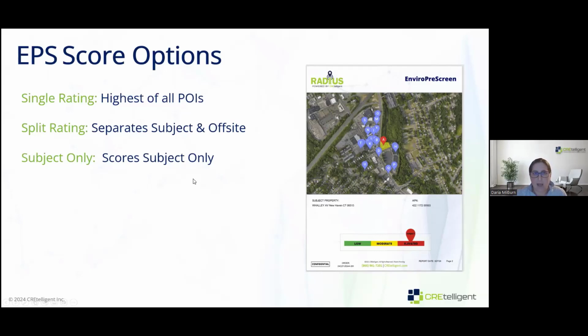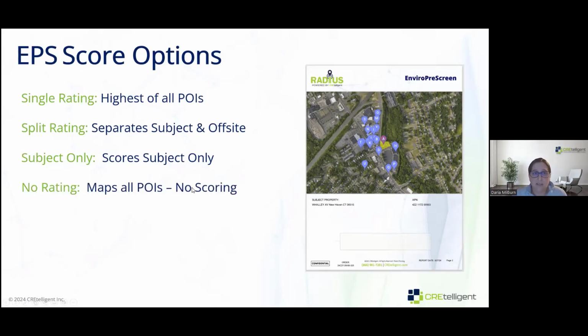Some of our lenders, some of our clients, have very well-trained staff, and so they do that data interpretation on their own. And then we have some clients that don't want any scoring at all. So we have an option to have no scoring. You know that there are listings, you can see what's there, but there is no scoring applied to it, and that allows a user to interpret that information according to their own risk tolerance.